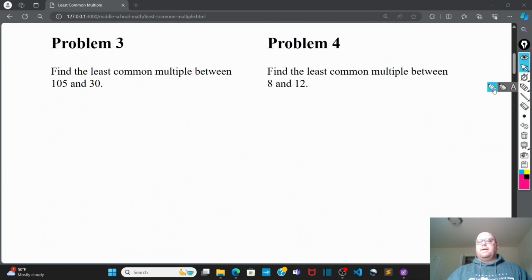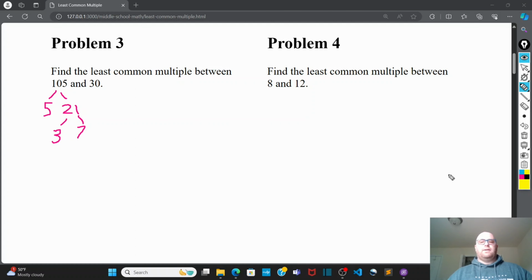All right, so now we've got to find the least common multiple between 105 and 30. Okay, so I am going to do the prime factorization method first. Now I notice 105 ends in a 5, so I know it's divisible by 5. 5 is also a prime number. So if I multiplied 5 by 21, I would get 105. And 21 I can break apart into 3 times 7. So 5 times 3 times 7 is going to give me 105, and these are all prime factors.